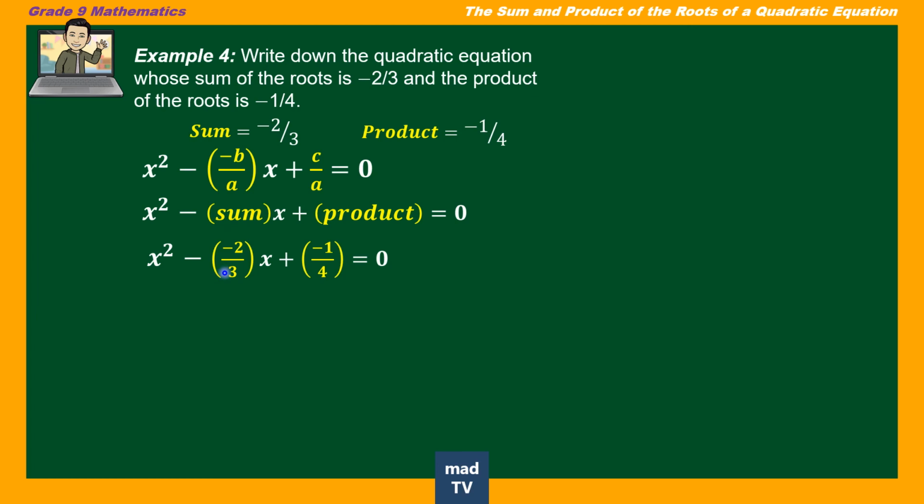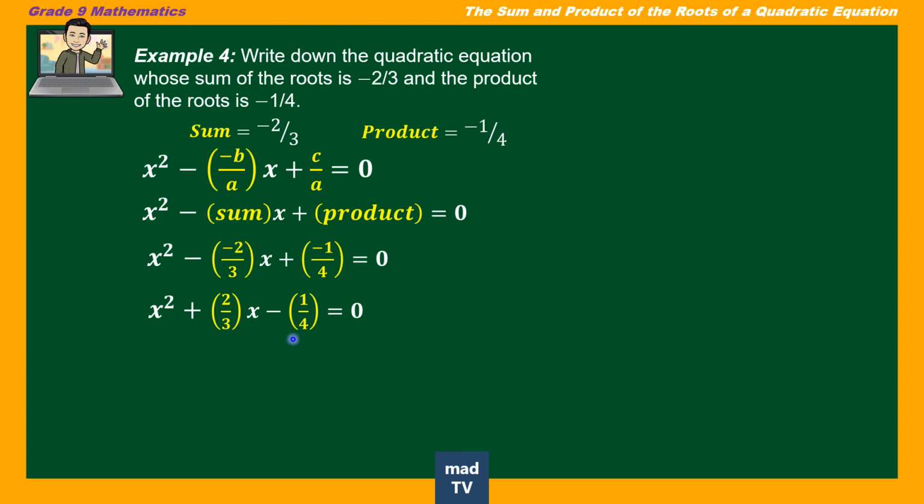Yan. So, ang sum natin is negative 2/3. Ang product natin ay negative 1/4. So, ganun lang kasimple yung pag-substitute. Then, simplify natin. Negative times negative. It will become positive 2/3. Okay? So, positive times negative, it will become negative 1/4 na to. Okay? So, from here, kung makikita na yung mga coefficients na x, fraction, yung term natin, fraction. So, we are going to simplify this one.